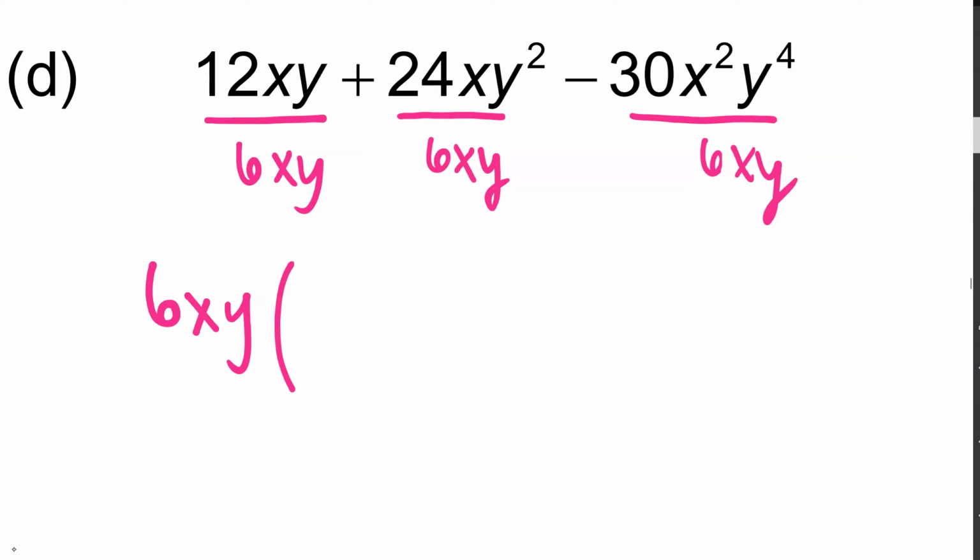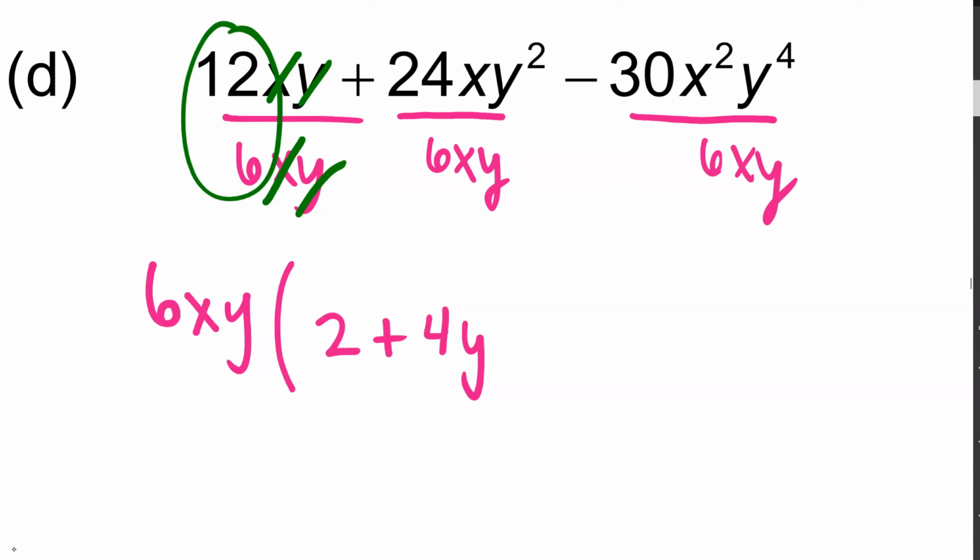Because the x's cancel out, the y's cancel out, and 12 over 6 is 2. Plus 4y squared. I'm trying to show you how these cancel out. The x cancels out, one of the y's does, and I'm left with 1y. 12 over 6 is 2. 24 over 6 is 4, so I have 4y.